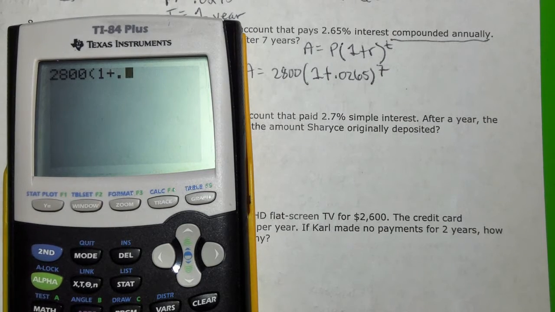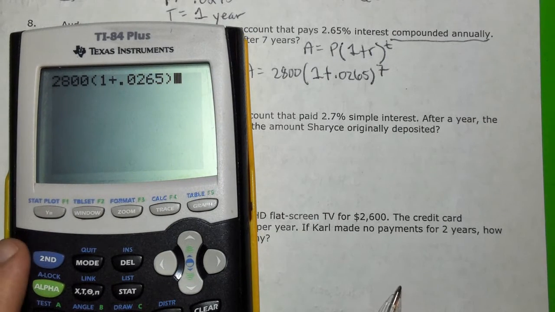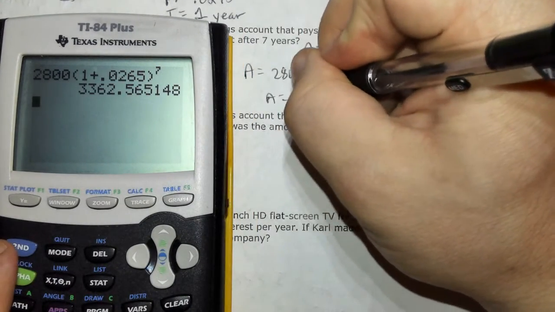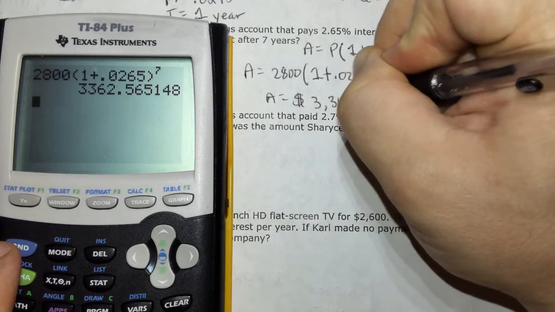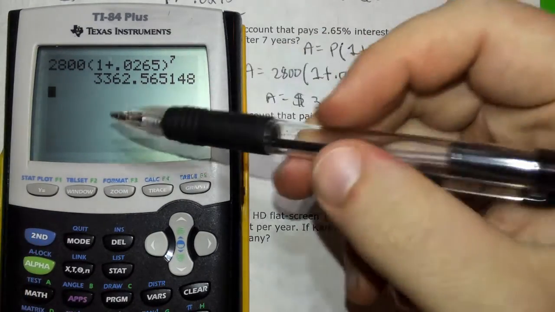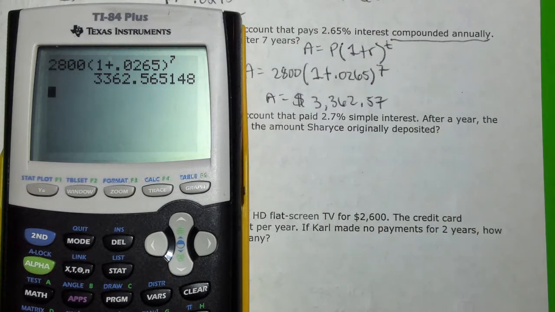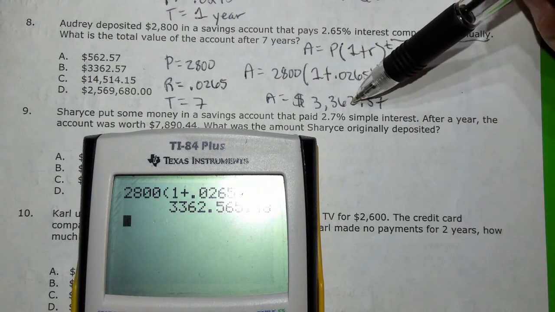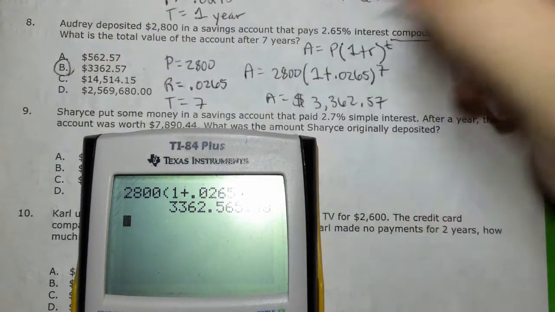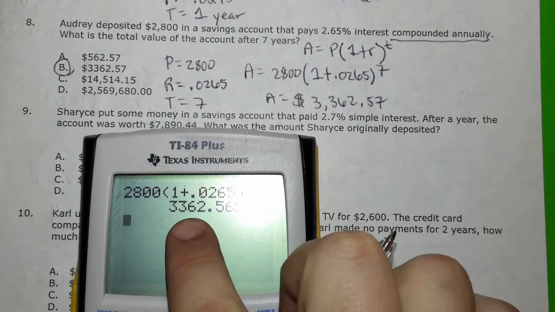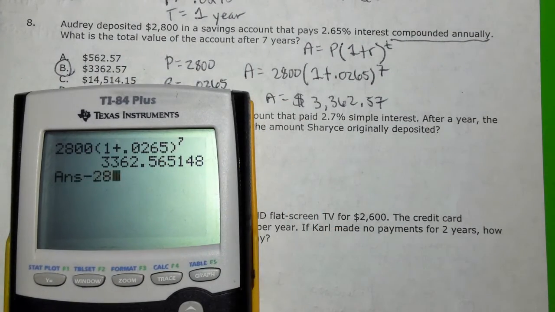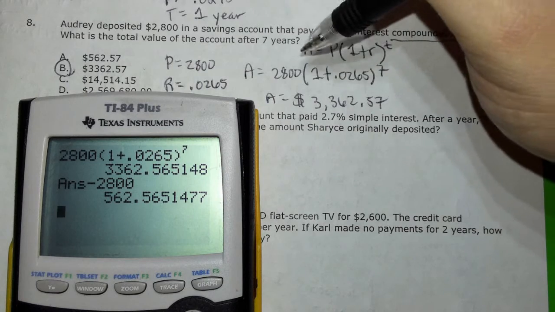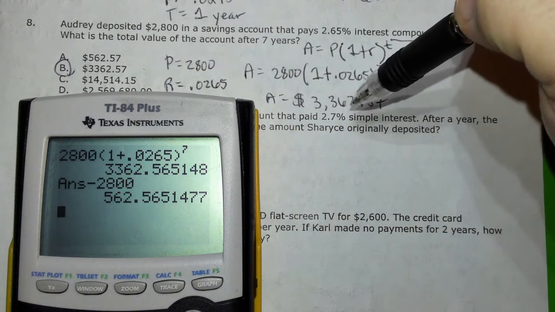1 plus 0.0265 to the 7th power. Okay, so the total amount in the account is $3,362.57. We would round this 6 to a 7 because that 5 would round up. Okay, and so it says, what is the total value of the account? Well, this would be the total value. Answer choice B. Okay, if I wanted to find the interest, I would take the total in the account and subtract the principal. And so answer choice A would be the amount of interest that you earned. But the total amount in the account is what you get here.